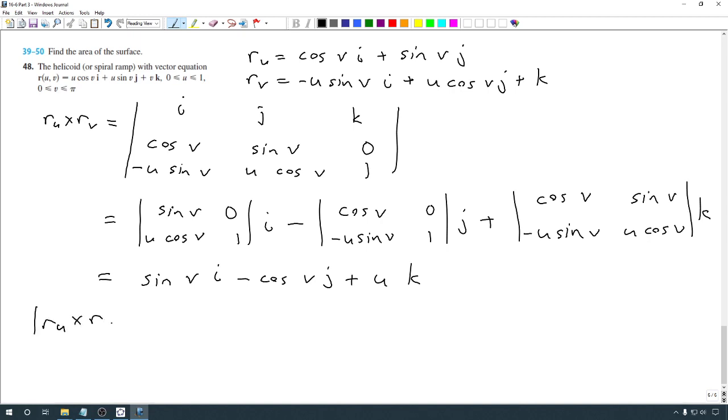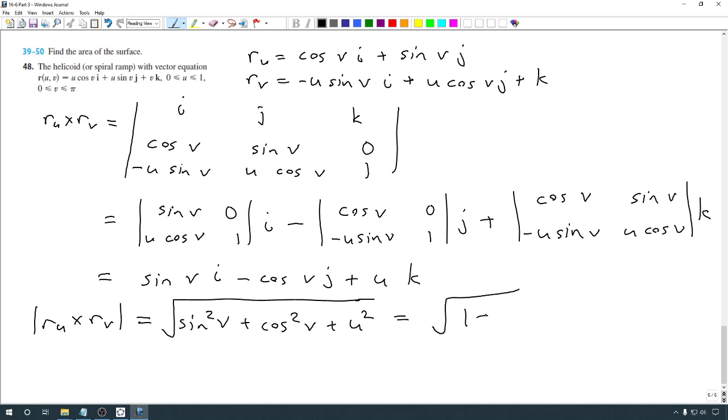But to find the surface area, we're going to take the magnitude of this. So that's the square root of sine squared of v plus cosine squared of v plus u squared. So we end up with the square root of 1 plus u squared. We're going to go ahead and integrate that. Keep in mind our limits on u and v.